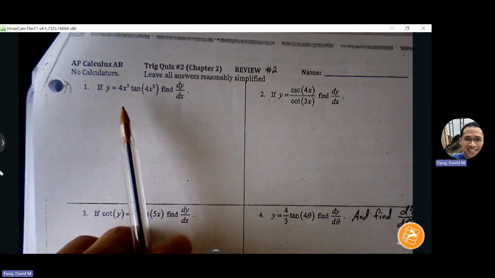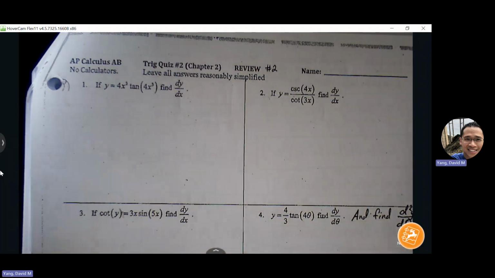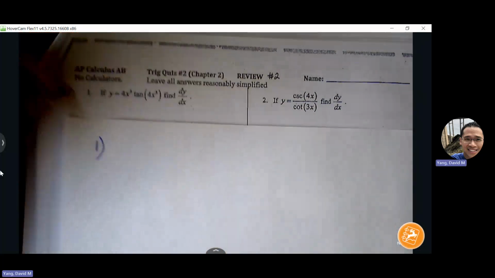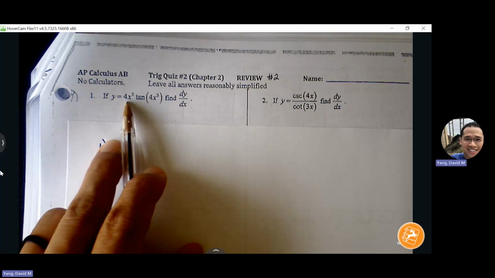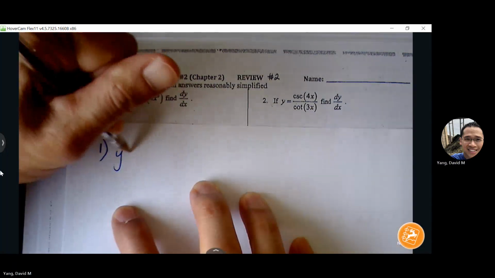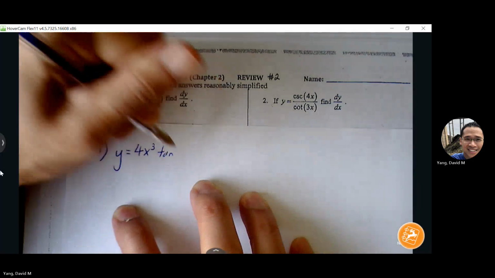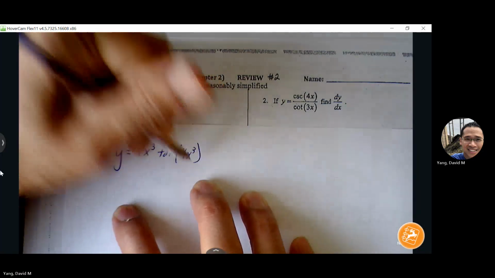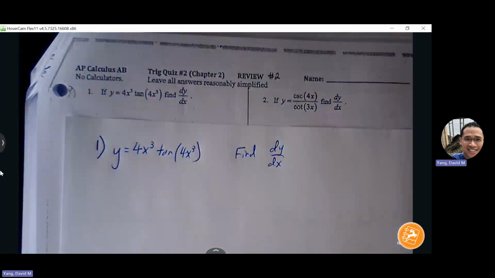Okay, y equals 4x cubed, tangent of 4x cubed. Based off of this, if you want to find the derivative, can you identify what we have to involve here? Product rule, right? You see that tangent of 4x cubed, that's one expression. A little bit of chain inside, but that is distinctly different from the 4x cubed. So we've got to go through product rule. Okay, try that. I'll work alongside you guys.